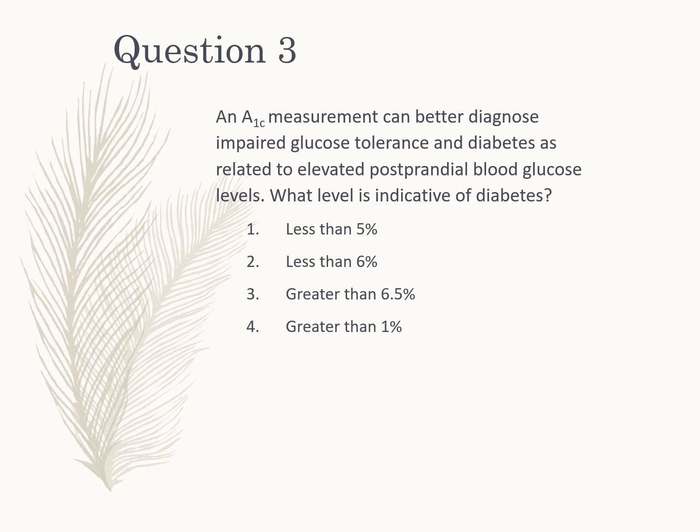The answer is going to be number 3. An A1C reading of greater than or equal to 6.5 is indicative of diabetes.